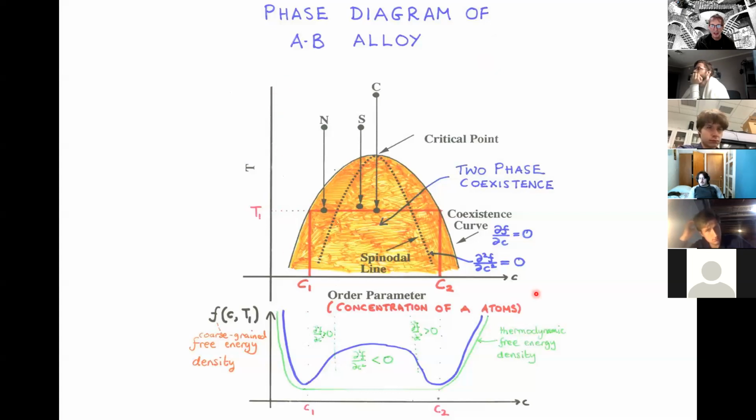This is the concentration of one of the alloys, let's say C. And then what happens is this: at high temperatures, A and B atoms are mixed uniformly in the alloy, so they're uniformly dispersed in space. As I cool it down, the alloy will phase separate. An example of a phase separation of an alloy would be salad dressing.